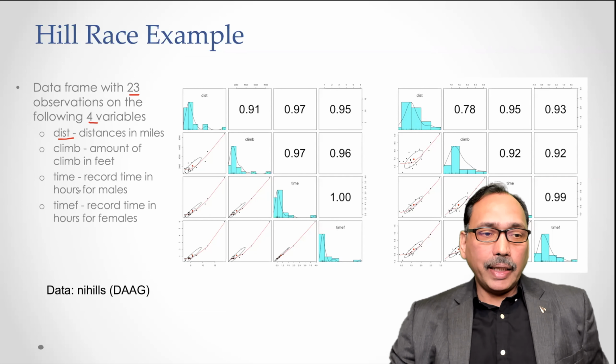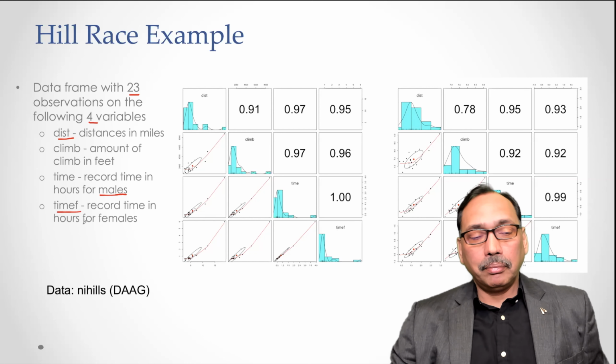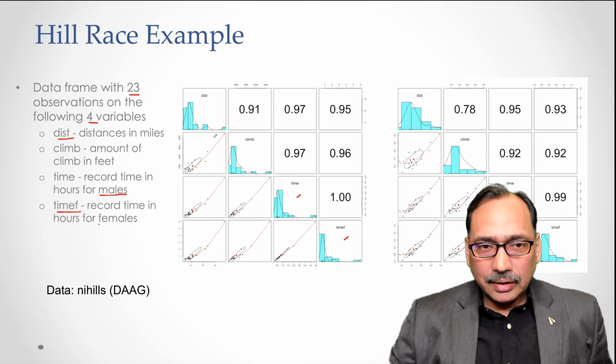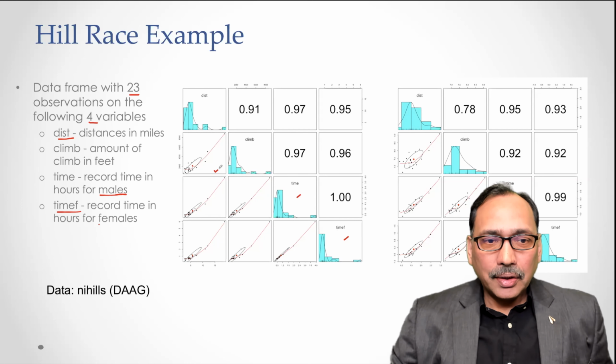Time is record time in hours for males, and time F is record time in hours for females. One thing you will see is if you pick up any correlation, so for example, distance and climb, so this one here.